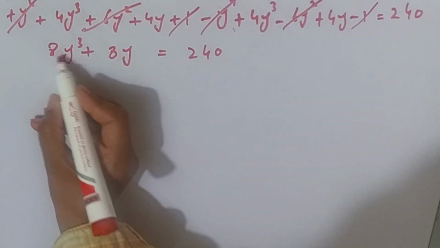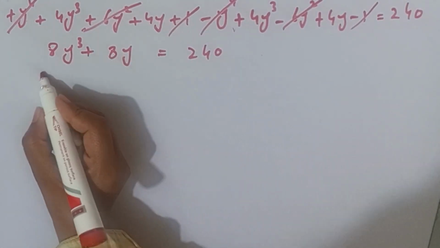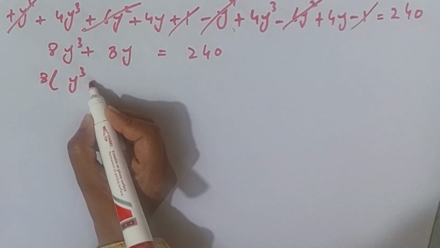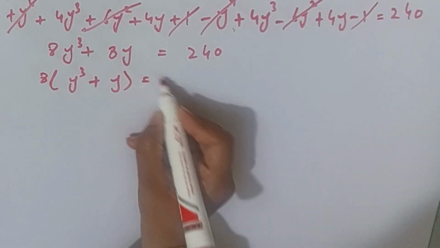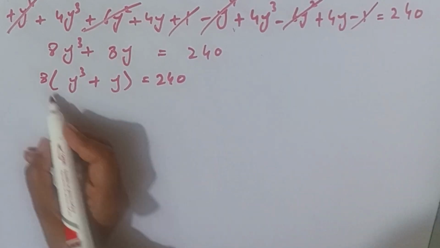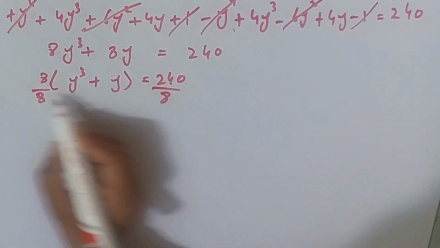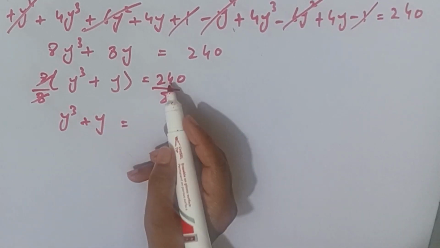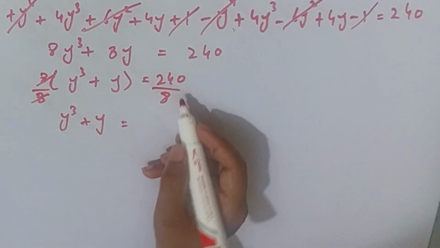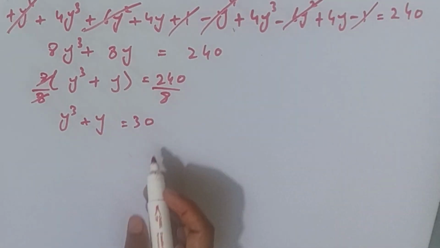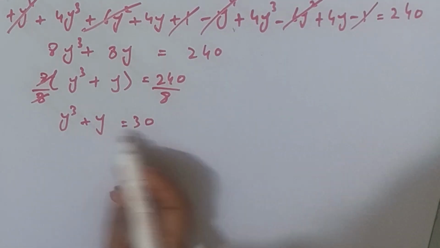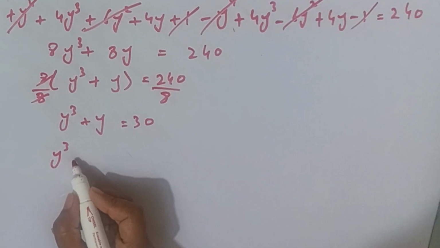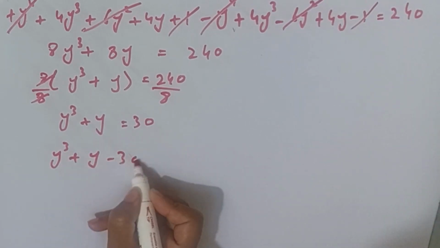Now in the next step, 8 is involved in the left hand side, so we factor it out, and the remaining is y^3 + y, which is equal to 240. In the next step, we divide this equation by 8 on both sides, and we get y^3 + y = 30. Now we subtract 30 on both sides of this equation, then we get y^3 + y - 30 = 0.